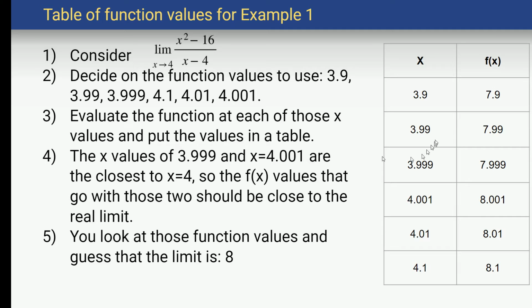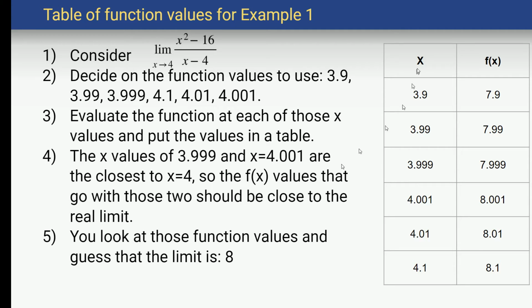You would think that after 3.9, 3.99, 3.999, I would go 4.1, 4.01, 4.001. But I'm not. The reason I'm doing it this way is just because these two values that you have in the middle here, 3.999 and 4.001, these two x values are the closest to 4. And if they're the closest to 4, they're going to give us the best estimate for our limits.